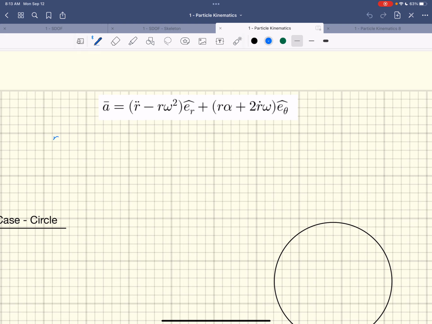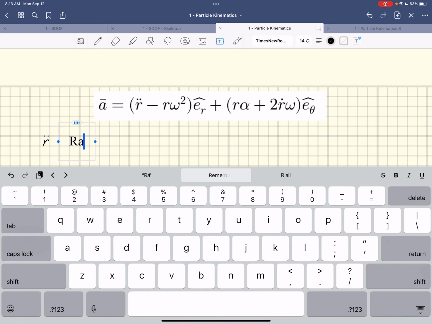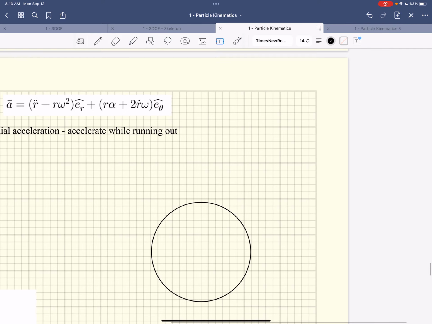R double dot. This is a radial acceleration. I'm going to write this down and we'll explain it. We're going to use an analogy. I forgot to initiate the analogy. What we're going to use for this little exercise is a merry-go-round.